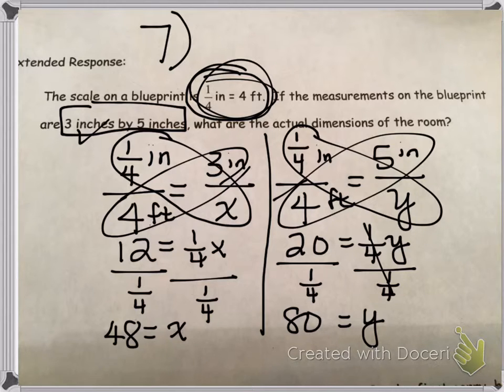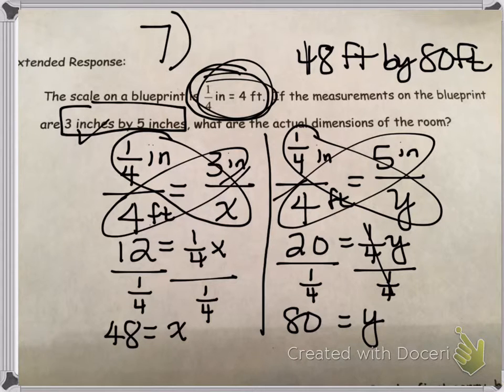So your final answer here, what are the dimensions? 48 feet by 80 feet. And that would be the dimensions of the actual size. So now that you've got this work written down, use this to help you with number 7 on the actual take-home.